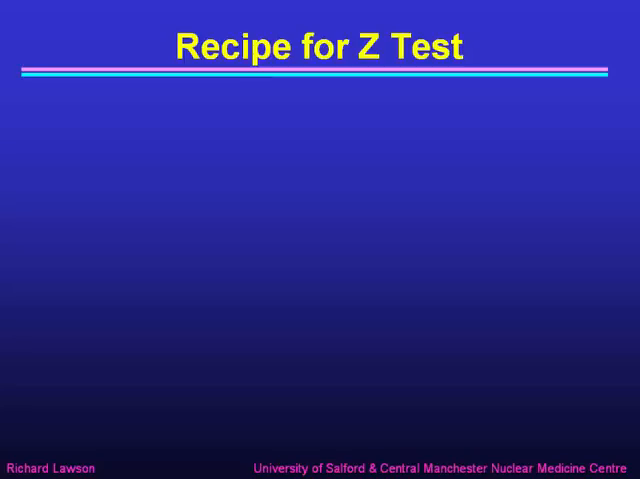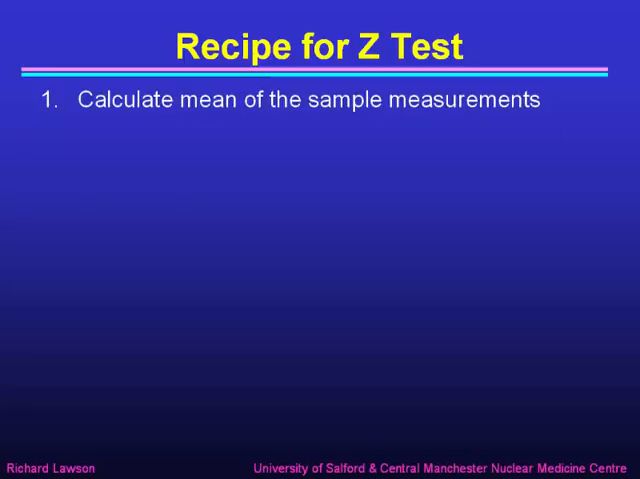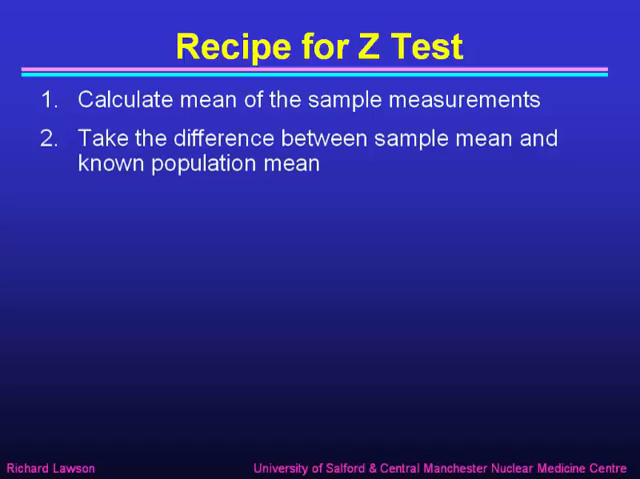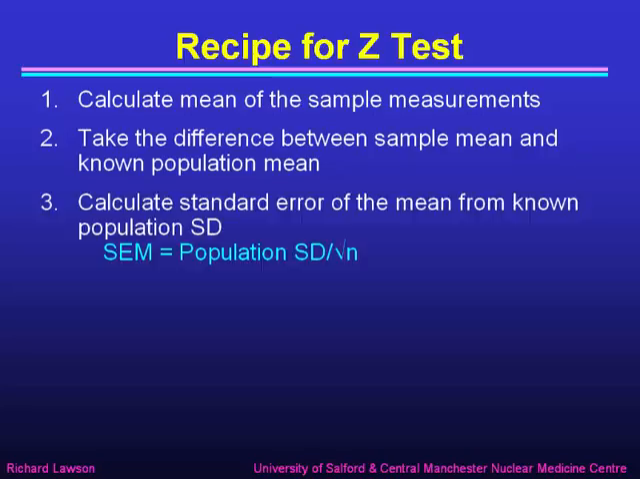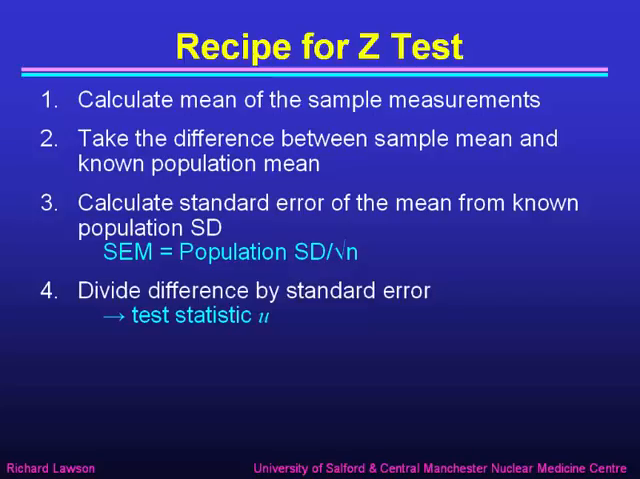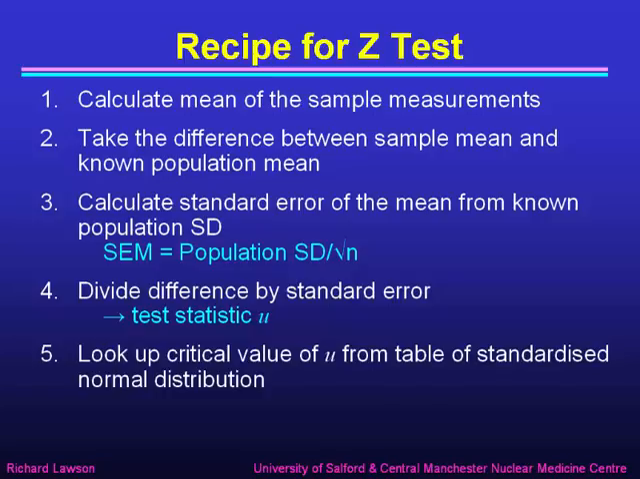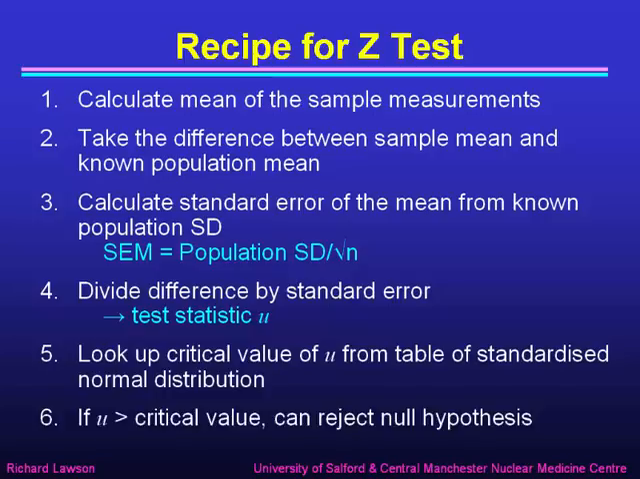So the recipe for performing the Z test is calculate the mean of the sample measurements, then take the difference between the sample mean and the known population mean, and then we have to calculate the standard error of the mean from the known population standard deviation, using the fact that the standard error of the mean is the population standard deviation divided by the square root of n, where n is the number of measurements. Then we divide that difference by the standard error, which gives us the test statistic, which we've called U. And once again, we can look up the critical value of U from the table of the standardized normal distribution. And if it's greater than the critical value, then we can reject the null hypothesis.